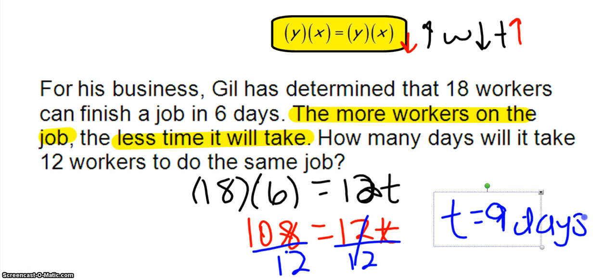And then you can always double check yourself by just thinking through it. You decreased your workers, so we should have something more than 6 days, and 9 is more than 6. So you're great. Okay, if you have any questions on that problem, be sure to stop it, rewind it, and rewatch it.